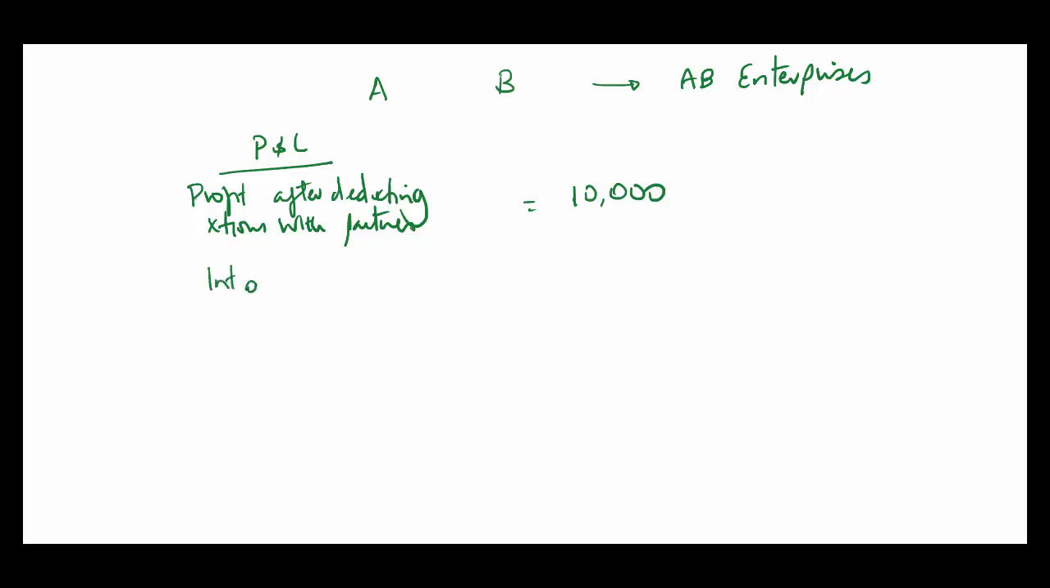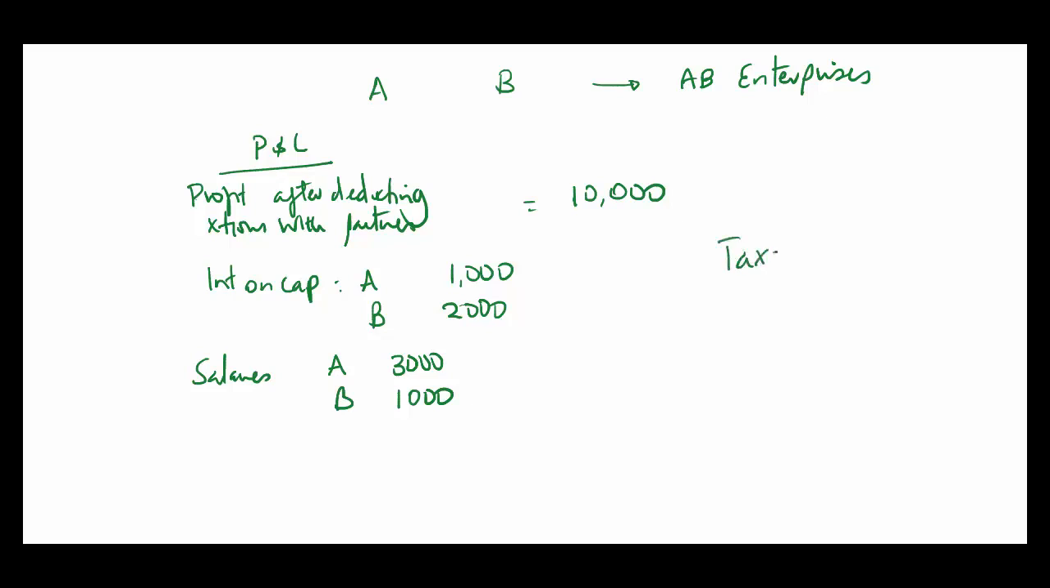You're told that interest on capital, we have A and we have B. So assuming A has been paid 1,000 and B is 2,000, and assume that there are salaries for A and B, salaries of 3,000 and 1,000. Then I ask you how you're going to tax the two people, how you're going to share the taxable profits and losses.